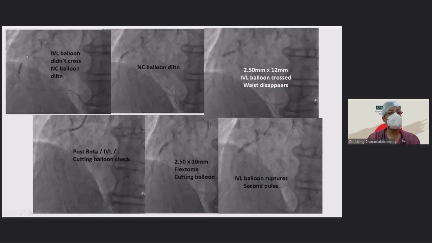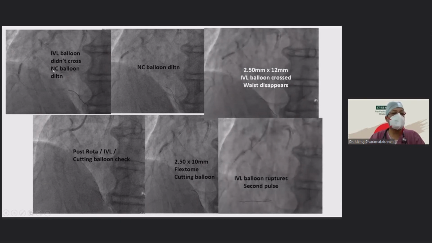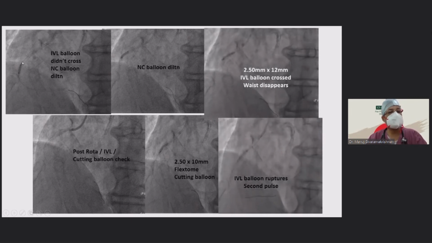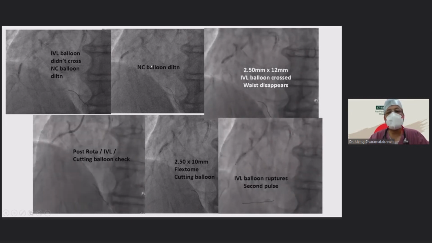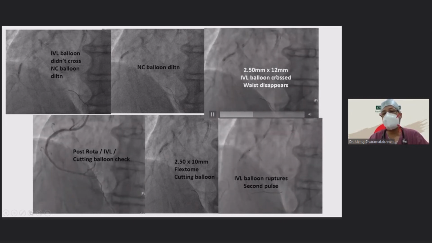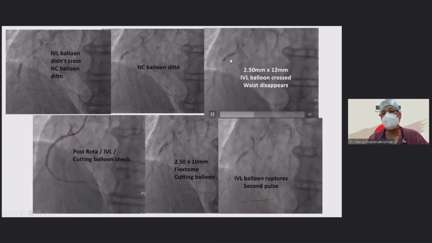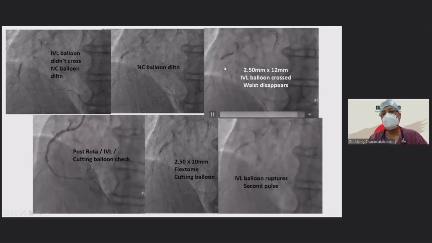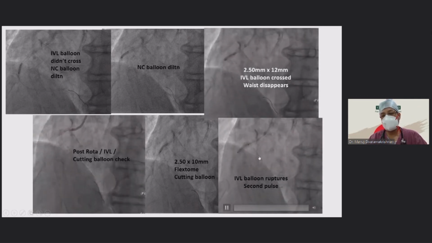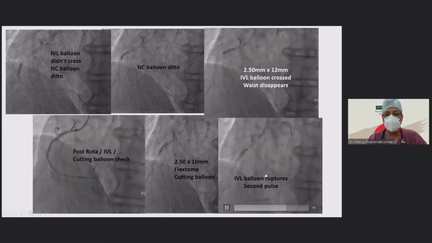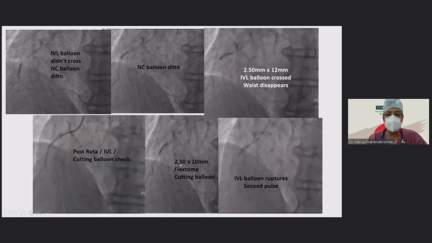Thereafter, I could not deliver the intravascular lithotripsy balloon, and therefore a plain non-compliant balloon was used to dilate the tightest mid RCA portion, and subsequent to that, a 2.5 shockwave lithotripsy balloon was used. You could see the waist giving way at the tight calcium, as a shelf of calcium you could see in the proximal RCA. Subsequently, the intravascular lithotripsy balloon ruptured after 4 cycles.